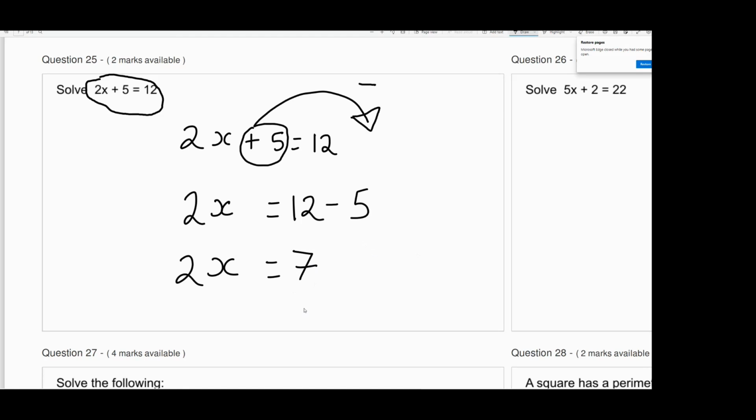And then what would you have to do to get rid of the 2? Bearing in mind, we're doing 2 times x. So how would I get that 2 down to the other side?